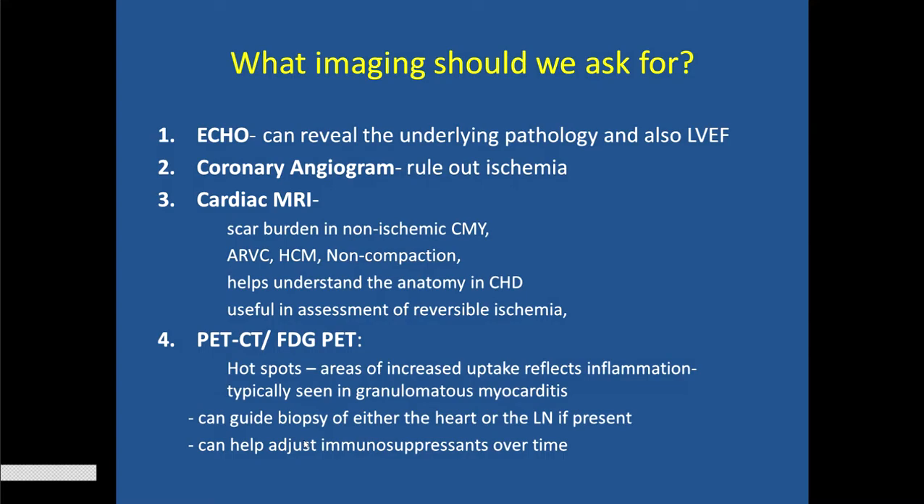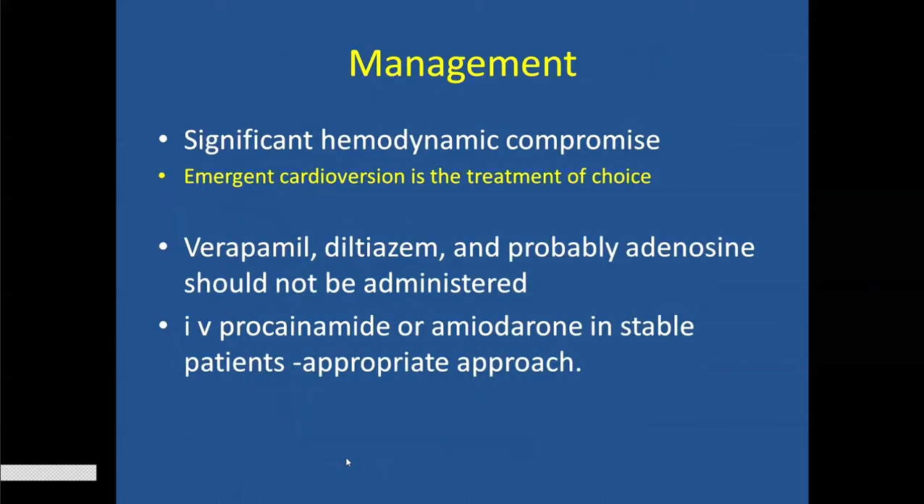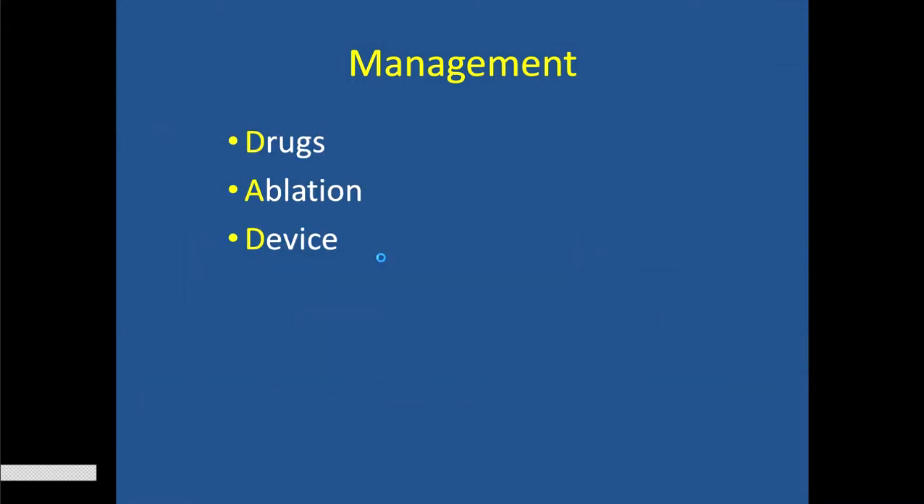Suppose the hotspot is not at all there in the heart, but it's there in the lymph node. You can go to the lymph node rather than doing a wasteful cardiac biopsy, and it also helps in follow-up by helping us tell whether the inflammation has subsided or not based on the immunosuppressives that we use. So with this knowledge, I think we should go into the ECG proper. We have all dealt with this.